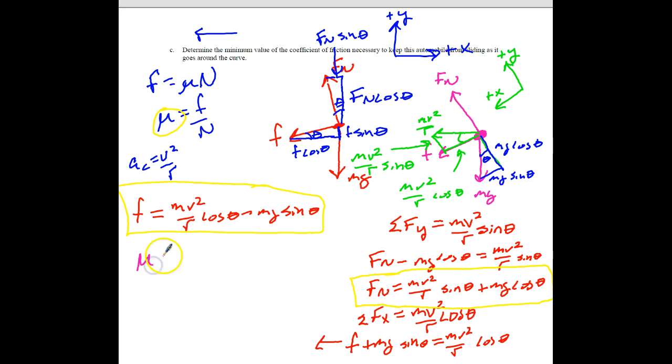So let's just say mu is equal to F, which is mv squared over r times the cosine of the angle minus mg sine of the angle, and that will be over Fn. And notice that Fn is also mv squared over r sine of the angle plus mg cosine of the angle. So we've got a lot of m's and r's here, so we're going to get rid of the m's. We're going to get rid of this m and this m. We're also going to leave the r's where they are, so we can say this is going to be v squared times the cosine of the angle minus g times the sine of the angle.